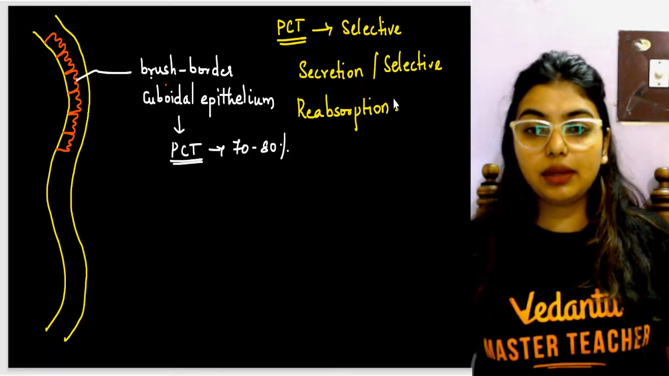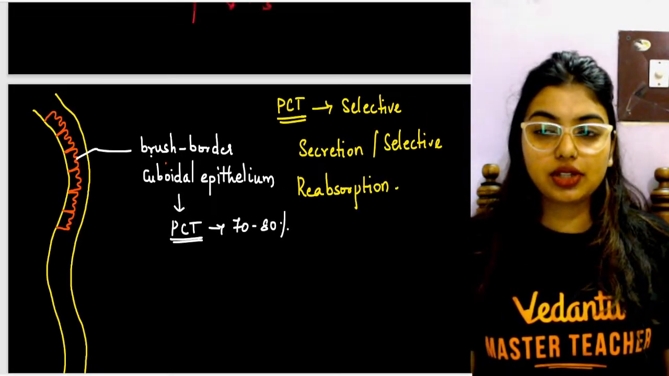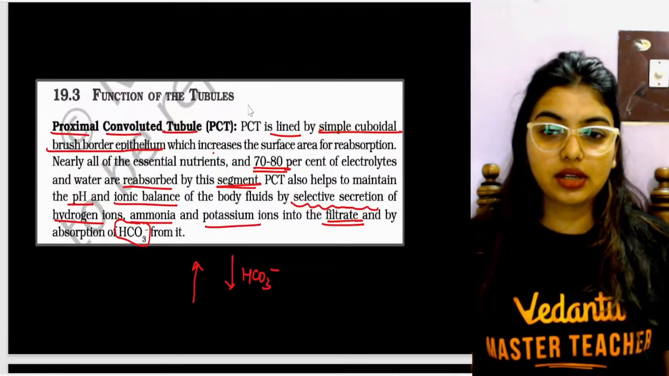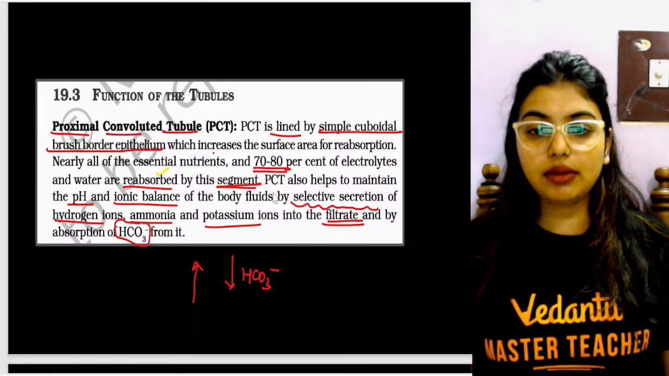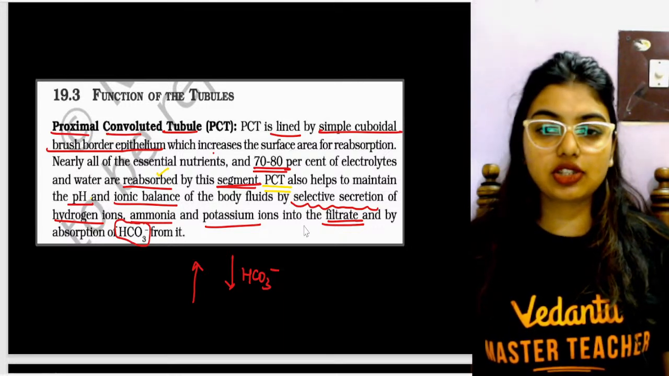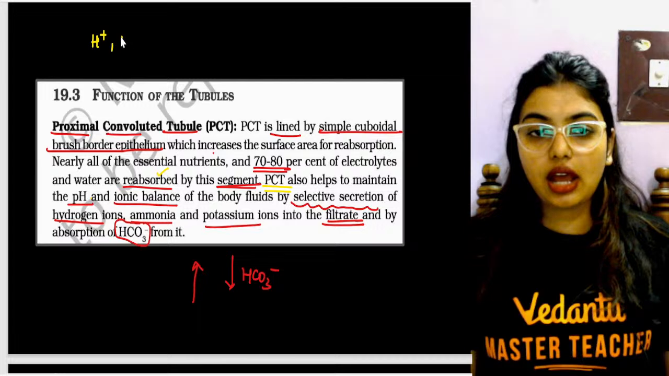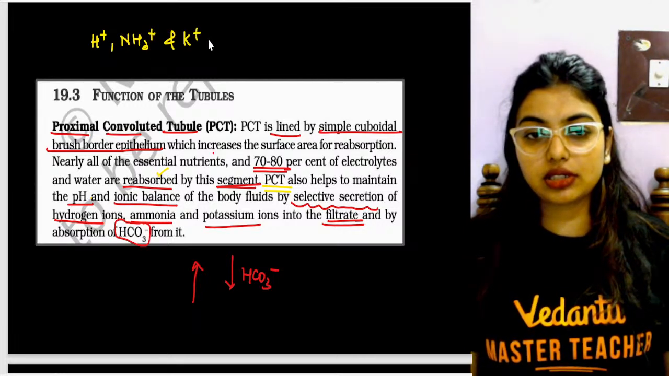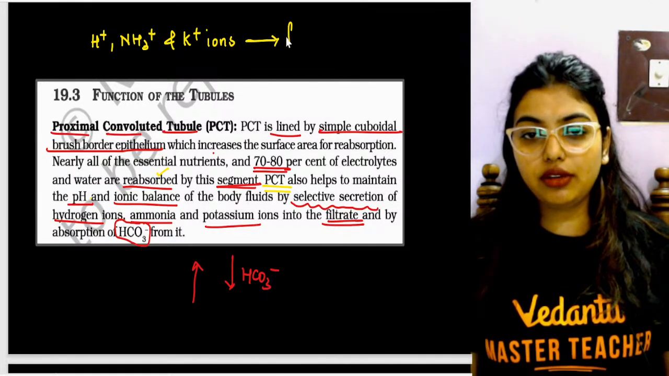Okay, so PCT is going to do selective secretion and selective reabsorption. Here, 70 to 80% of the electrolytes and water are reabsorbed by this segment. PCT also helps to maintain pH and ionic balance. Secretion is going to happen. Secretion of what? Hydrogen, ammonia, and potassium ions, into the filtrate.